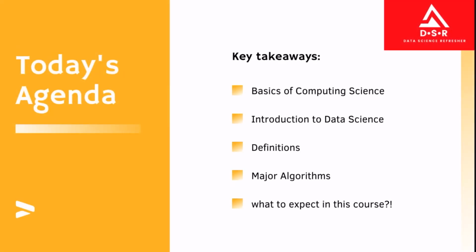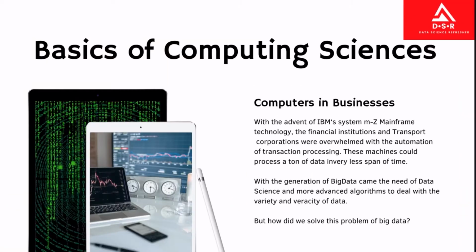So, today's agenda. We would be discussing the basics of computing science. We would be having an introduction to data science. We would be bringing some definitions, some major algorithms, and what to expect in this course. Basics of computing sciences: we're just telling you about what the mainframes did to businesses, how big data became a mainstream thing, and how we are solving this challenge of big data.